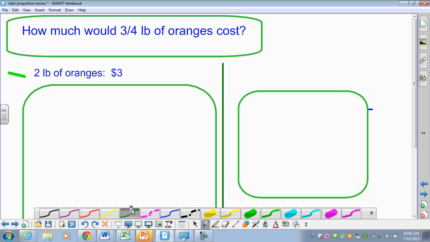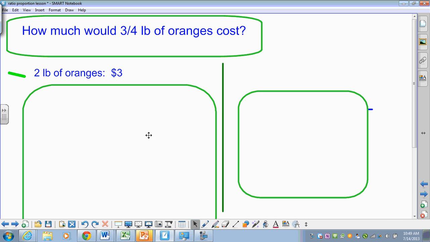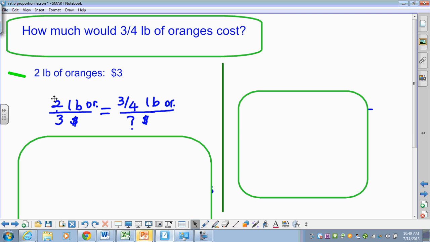In the first part, I'm going to do it with the ratio proportion method that you usually do in your math classes. So let's set up the simple proportions. The ratio of 2 pounds to $3 on the left-hand side must be equal to, on the right-hand side, 3/4 pound of oranges. So I put that in the numerator.